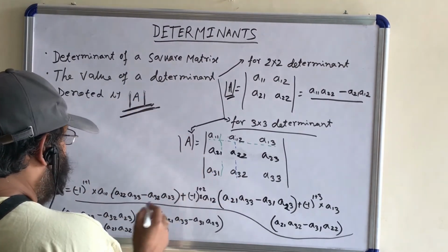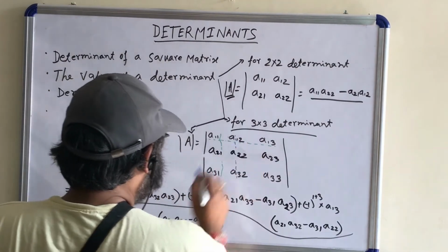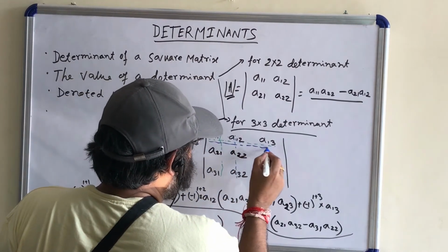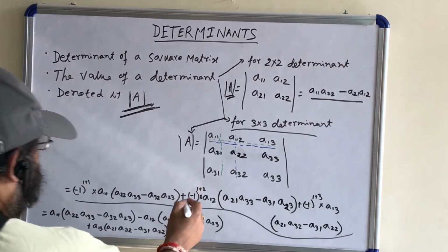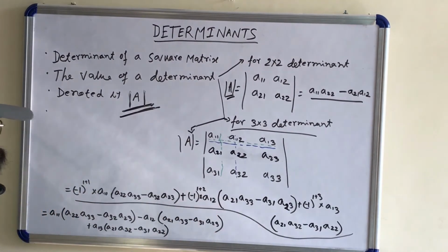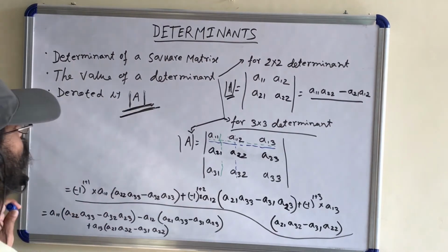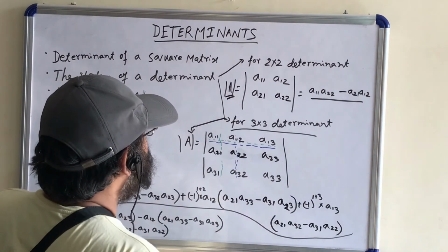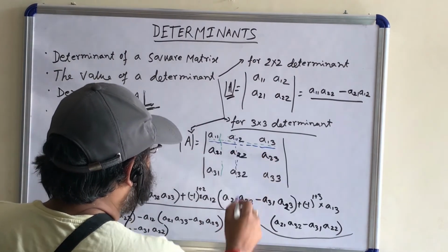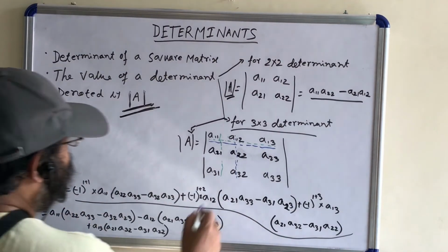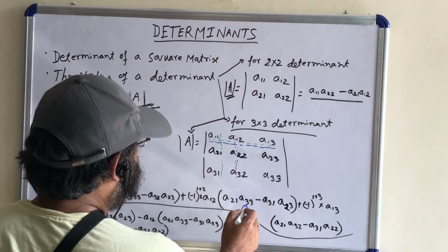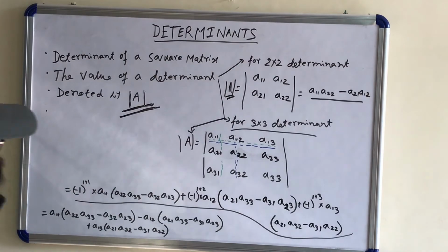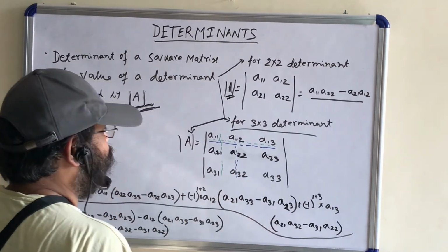For the second element A12, what is the row number and column number? 1 is the row number and 2 is the column number. Then it will be minus 1 whole to the power 1 plus 2 into A12. Now, which determinant will we take? Just view that blue dotted line. We are eliminating the first row and second column. What are we getting? A21, A33 and A31, A23. That will be the 2 by 2 determinant, and its value is this.